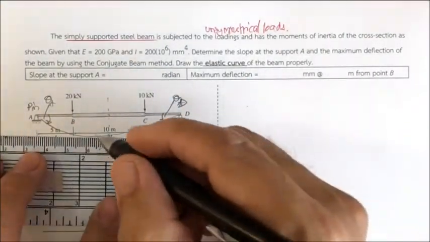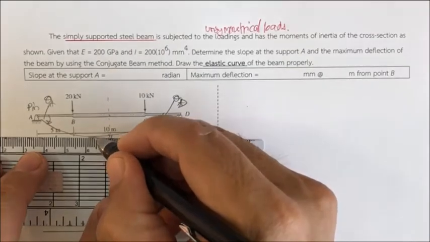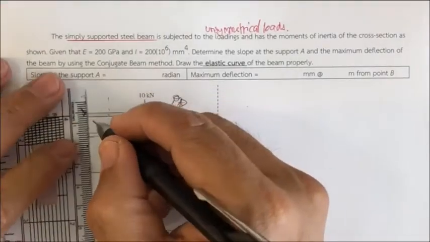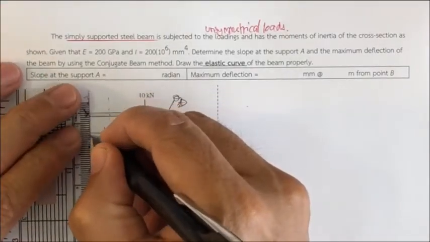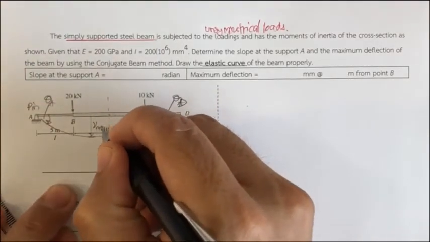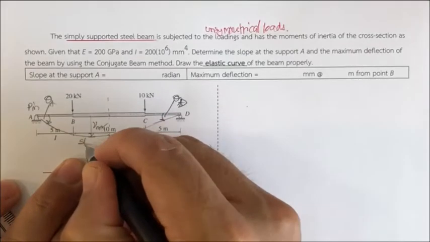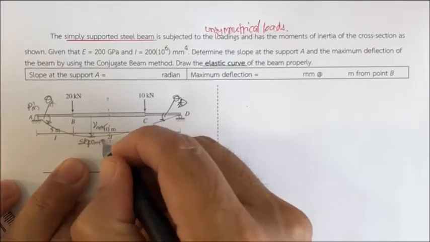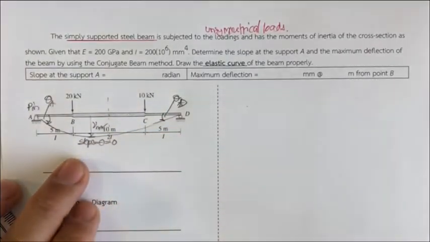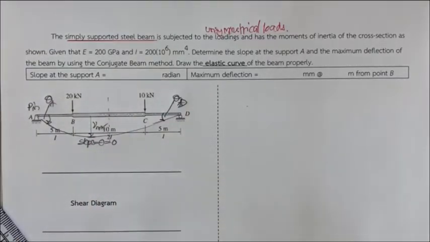The maximum is supposed to be somewhere around here, and at the maximum point, at the Vmax, we have what? Very important. At the maximum, the slope, or the theta, is going to be 0. That is going to be the maximum deflection, or the lowest point of this.